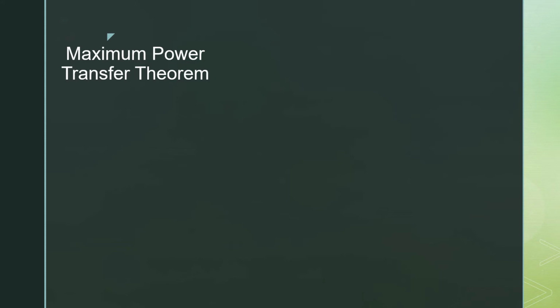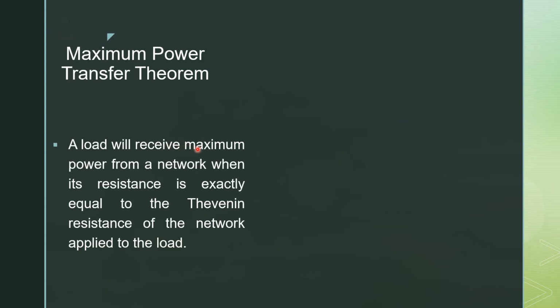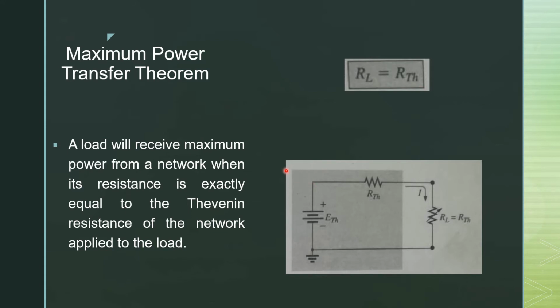due to the maximum power transfer theorem, which states that the load will receive maximum power from a network when its resistance is exactly equal to the Thevenin resistance of the network as applied to the load. So we say that when the load resistor is equal to the Thevenin resistance, the maximum power is delivered. From the figure you will see that this shaded region is basically the Thevenin equivalent circuit, in which this resistor is R Thevenin. When this R Thevenin is equal to the load resistor, we say that the maximum power is being delivered.